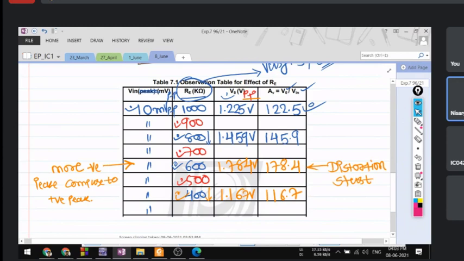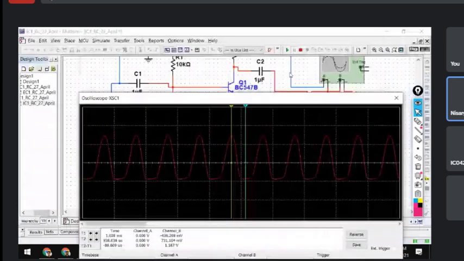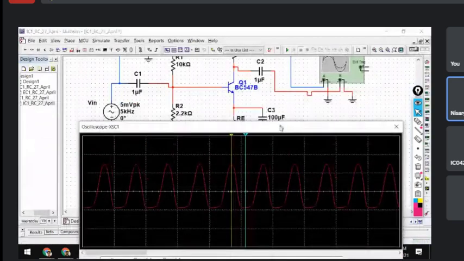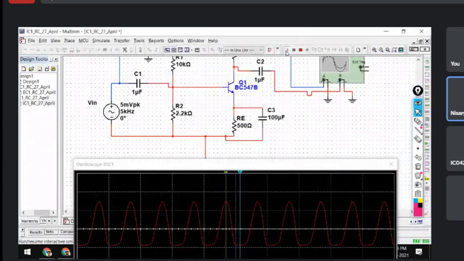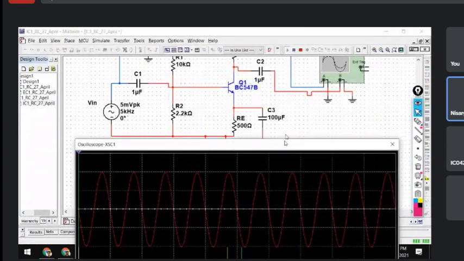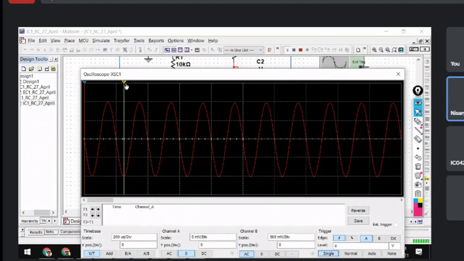At 400 ohm, you are having too much distortion. So let me try with the 500 ohm. Yes, distortion is there, but very slight distortion. Are you getting? Very slight distortion because they are almost equal now. Positive and negative peak are almost equal.